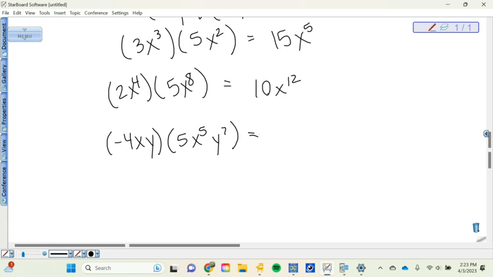Write down your answers. So negative 4 plus 5. You don't add that number out in front. You're still multiplying. Negative times a positive is a negative.